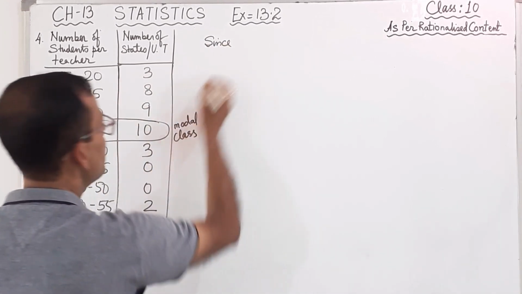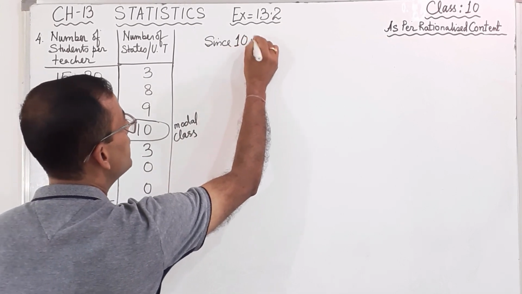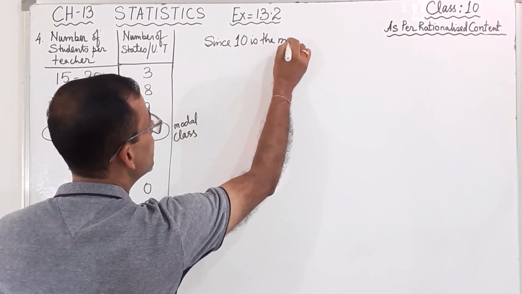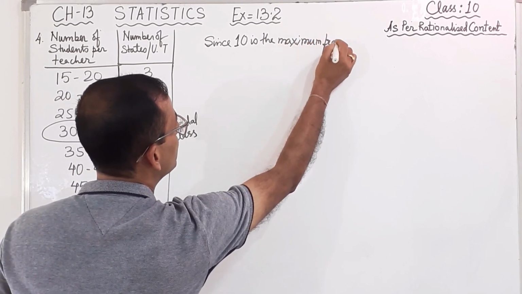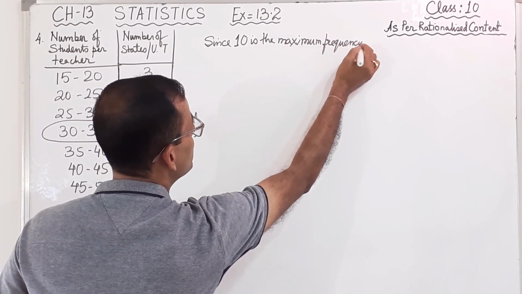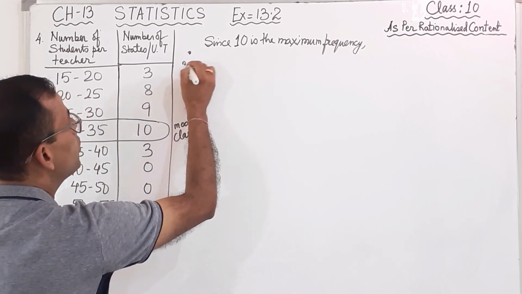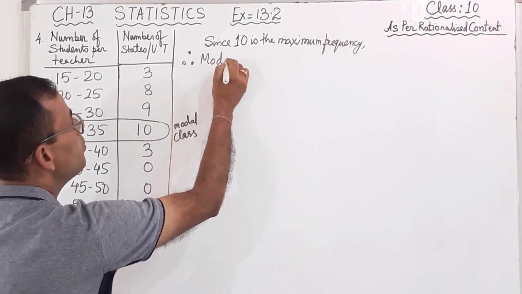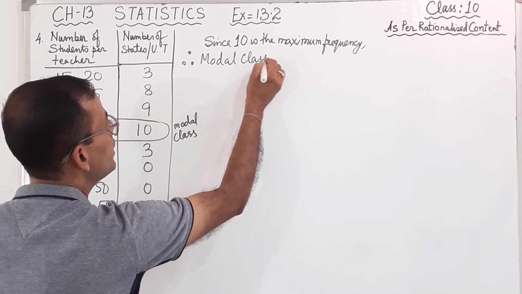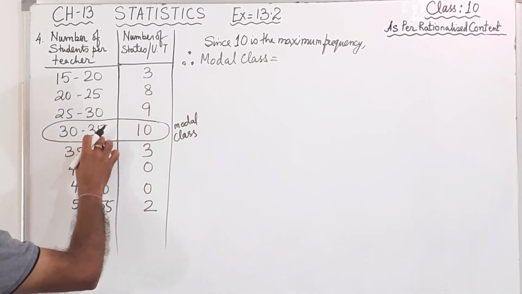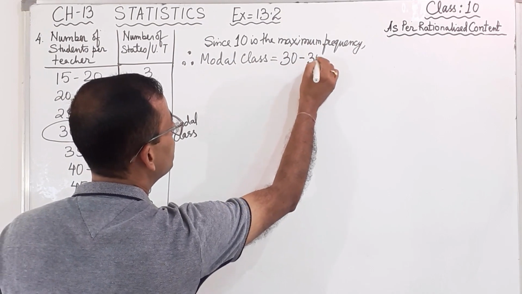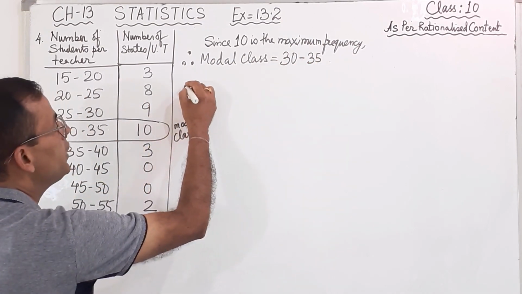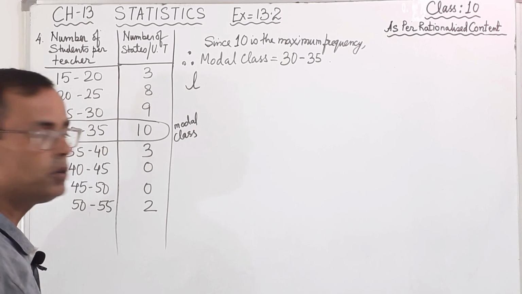Since 10 is the maximum frequency, therefore the modal class is 30 to 35. Now from here you will get all the values.